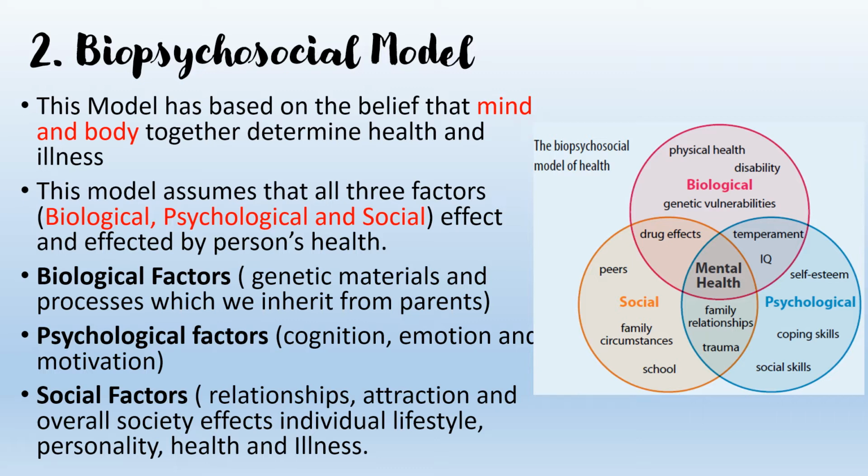And here in this picture, three factors are discussed: biological, social, and psychological. And we can see that in the biological factor, physical health, disability, and genetic vulnerability are mentioned, as all these factors can affect a person's health. And if a person has a history of drugs from their parents, it can also affect their mental or physical health. And temperament and IQ are also from the genes and from the parents.